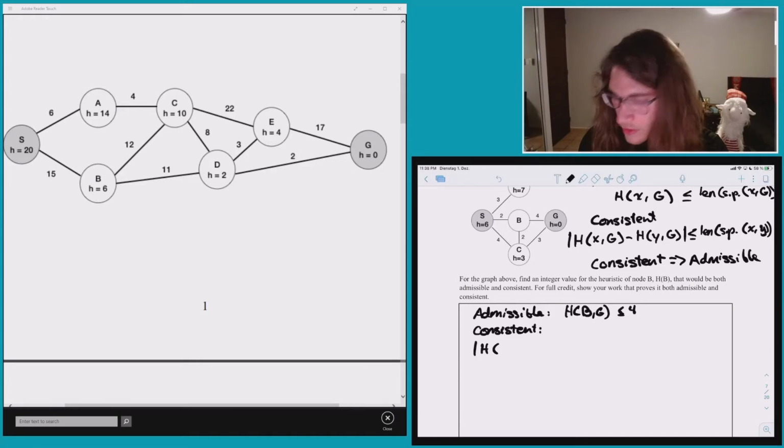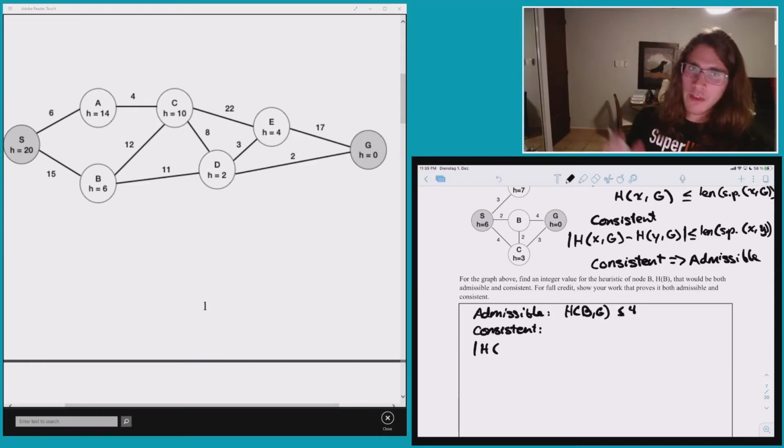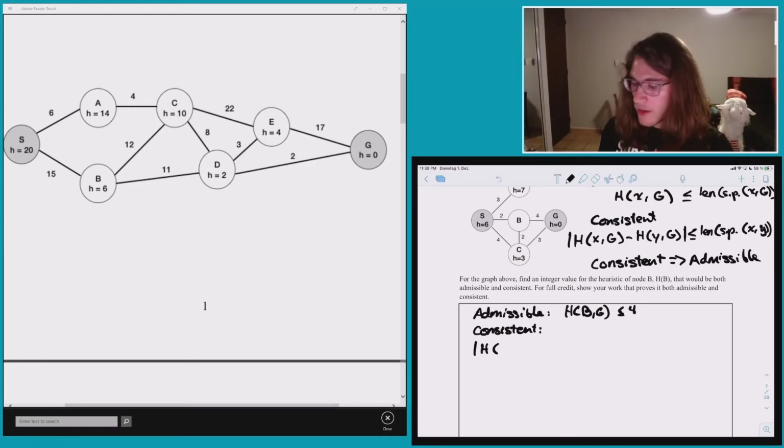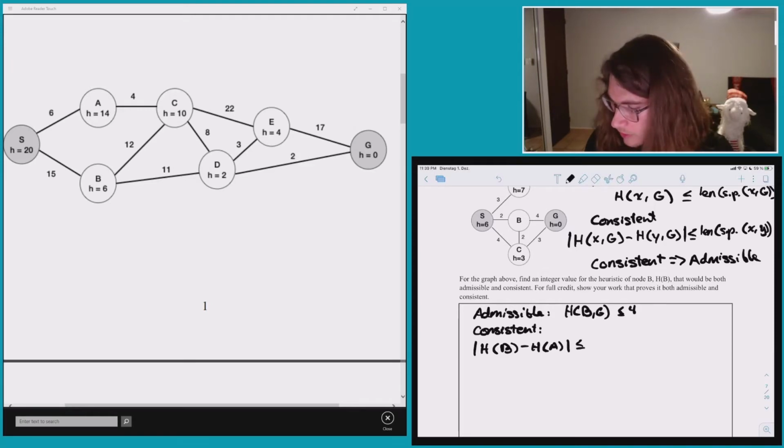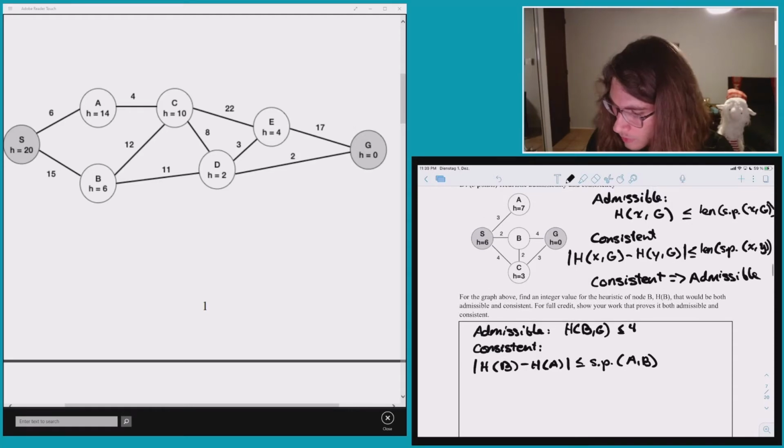So the heuristic of b, instead of writing heuristic bg, I'm just going to abbreviate it to b, or ag, I'm abbreviating it to just a, because the heuristic is always the estimate to the goal, it's implied, and it's just much less to write. So the absolute value of hb minus ha should be less than or equal to the shortest path from a to b.